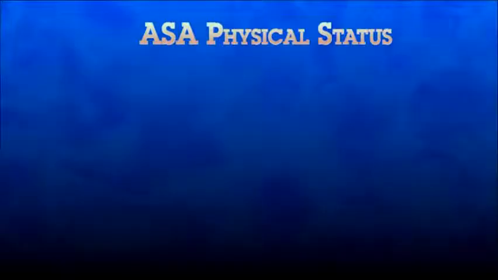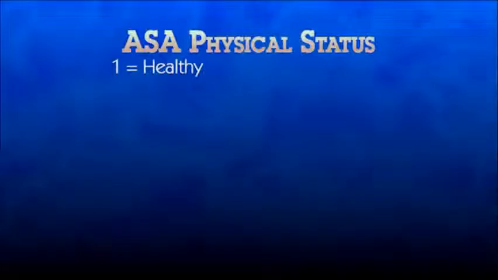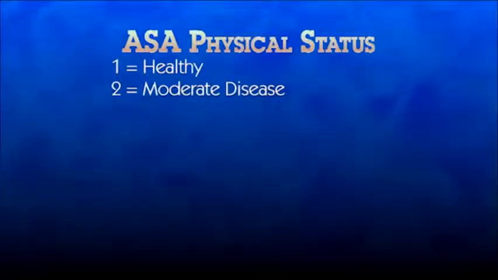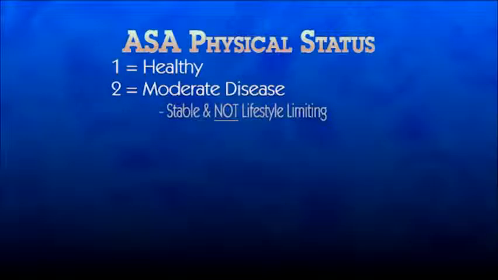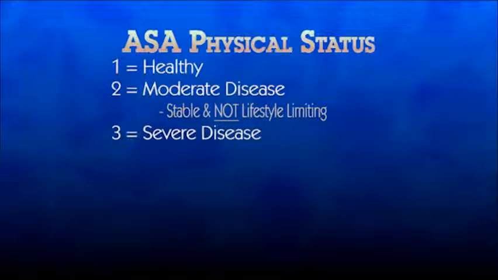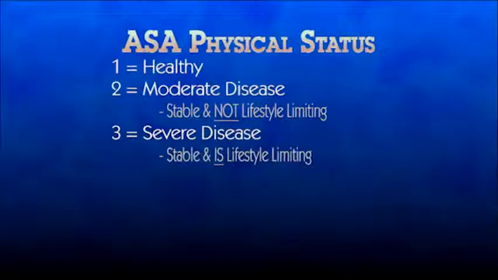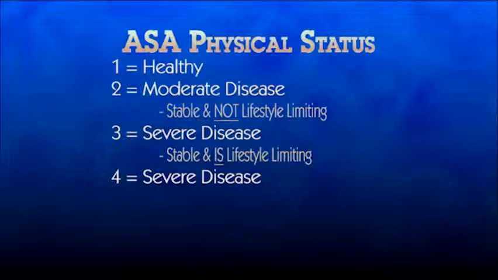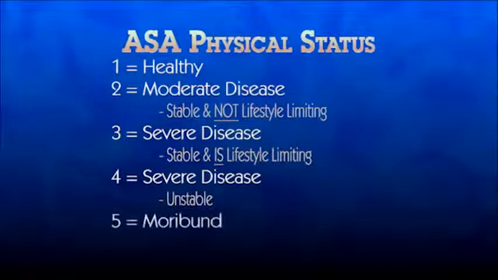Each number on this scale categorizes the patient according to his or her condition. A score of 1 indicates that the patient is healthy, while a score of 2 indicates that the patient suffers from a moderate disease, but is stable and the disease is not of a nature that would limit the lifestyle of the patient. A score of 3 designates that the patient is suffering from a severe disease, one that will limit his or her lifestyle, but the patient is still considered stable. A score of 4 on this scale indicates that the patient is suffering from a severe disease and is unstable, and a score of 5 is used to designate moribund patients.